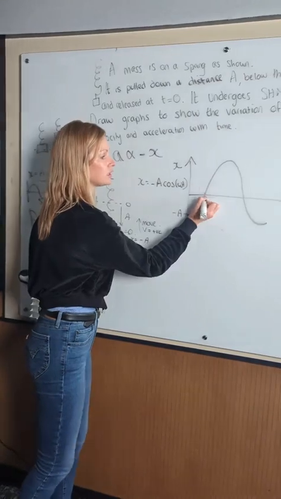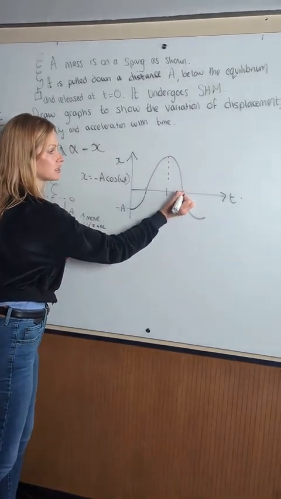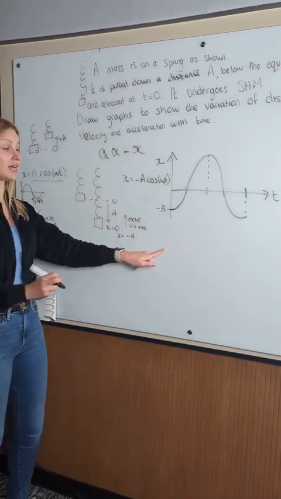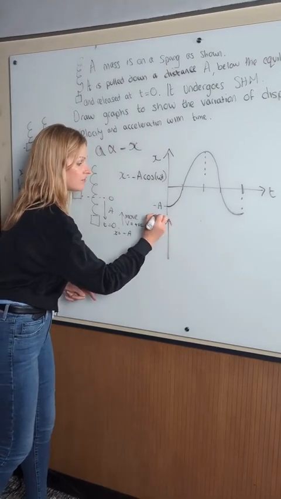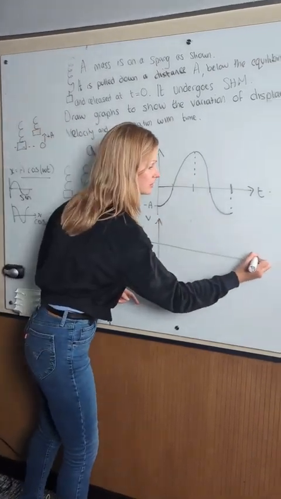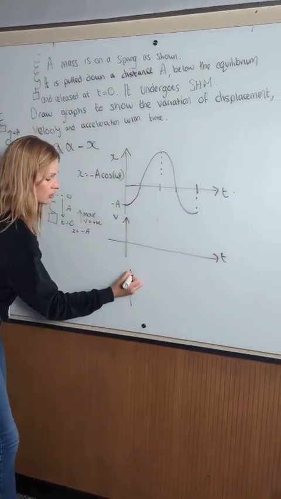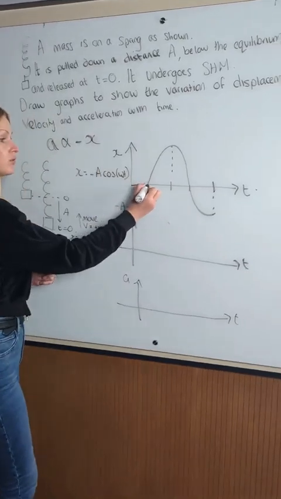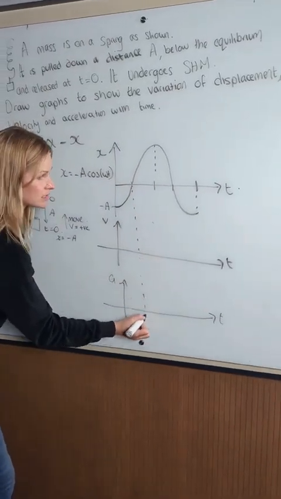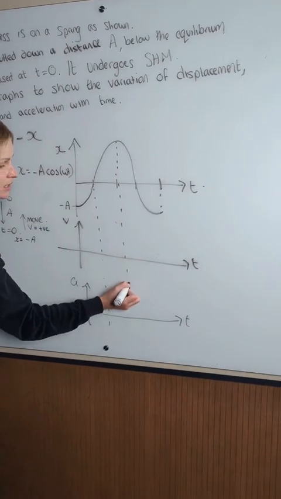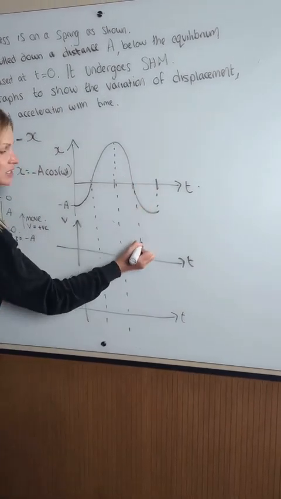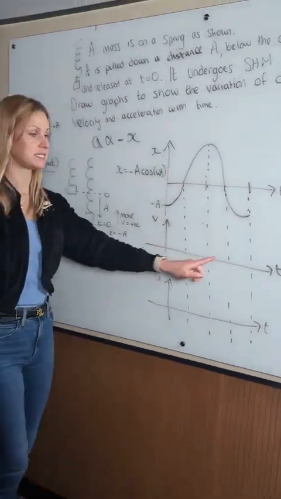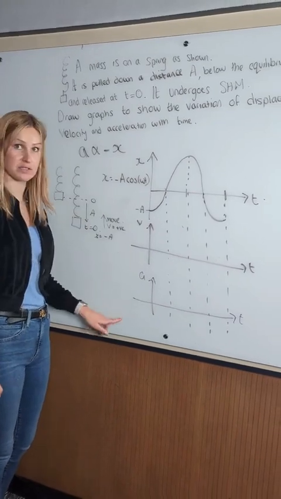Okay, and we'll just mark on the key positions on our graph. Beneath it, we're going to have a velocity time graph, and we're going to have to draw an acceleration time graph. You probably want to keep these positions always the same because that's when the mass or the spring is changing how it moves. So I have my time stamps always the same in all the graphs.